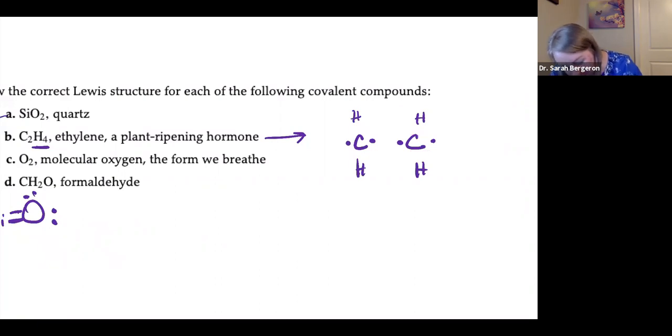Okay, so let's turn those into bonds. Now, count up your electrons. It doesn't work, and we haven't connected our carbons yet. So let's go ahead and connect our carbons. We're going to say that these 2 carbons are going to share these 2 electrons. So we're going to turn them into a bond.